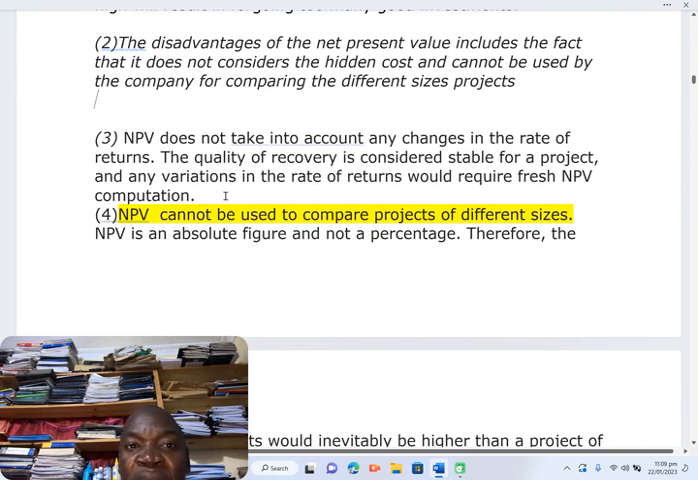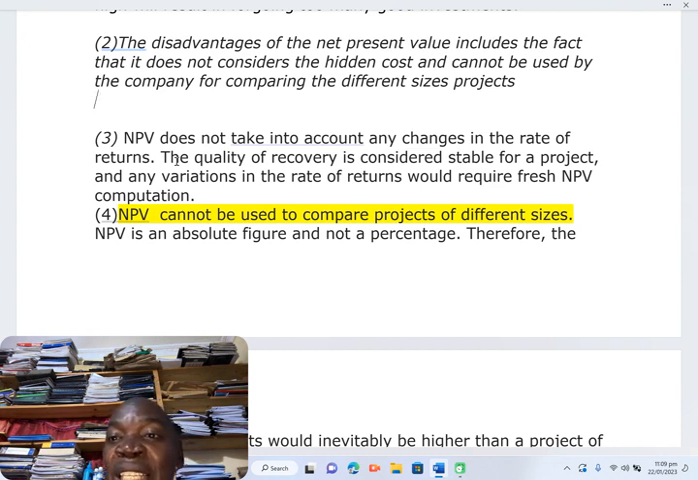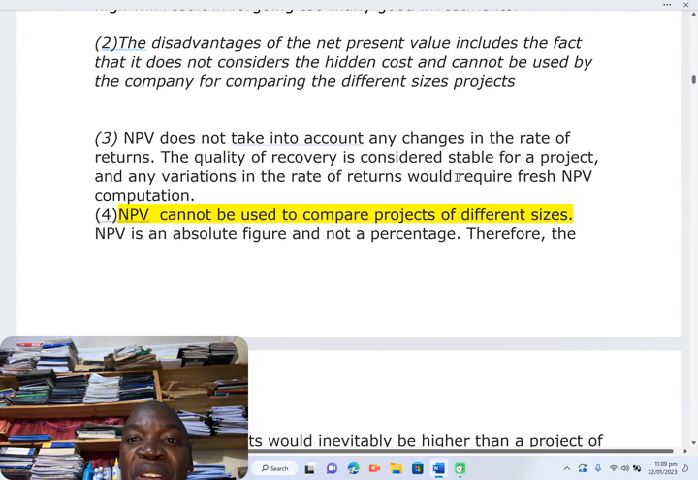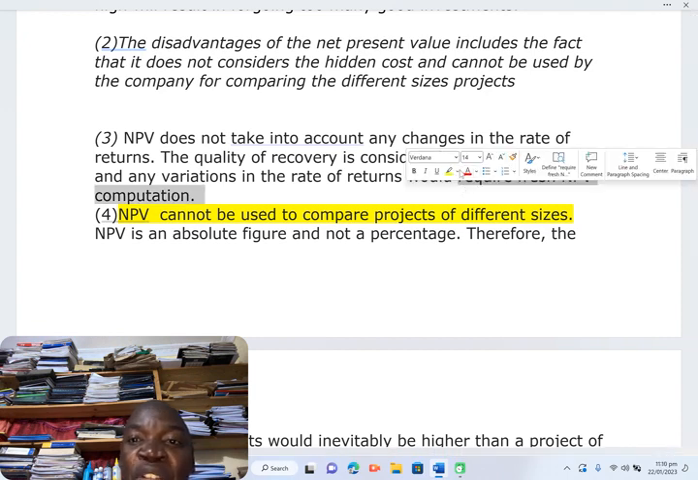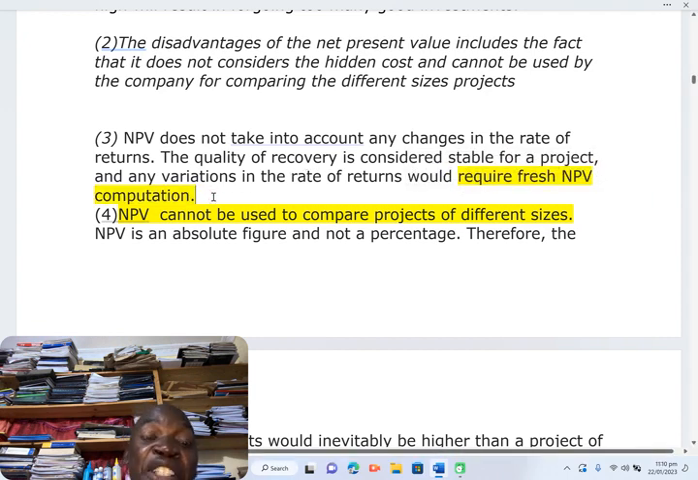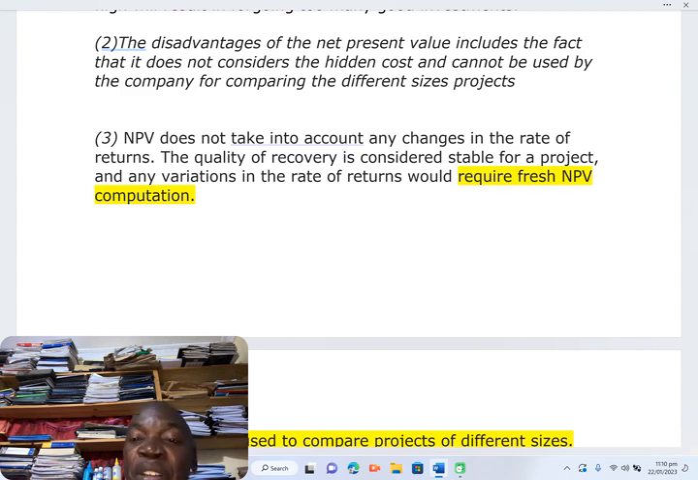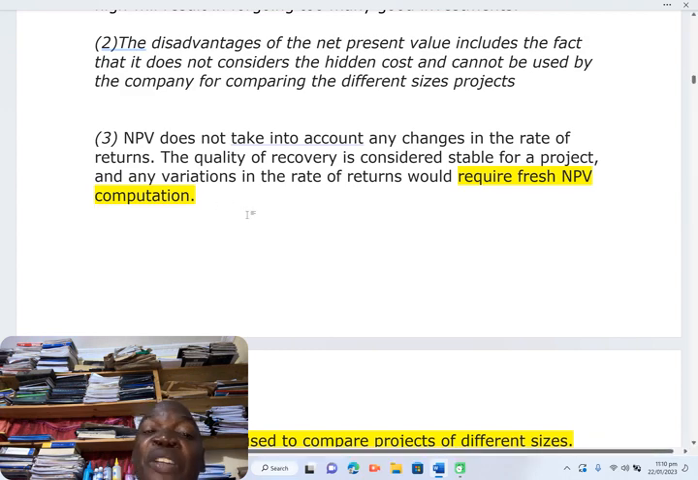Number 3, NPV does not take into account any changes in the rate of return. So if the rate changes, you have to start again computing a new rate. The required return is considered stable for the project, and any variation in the rate of return would require a fresh NPV. So once there is a variation of return, you need a fresh NPV, because NPV is a factor of the discounting rate.